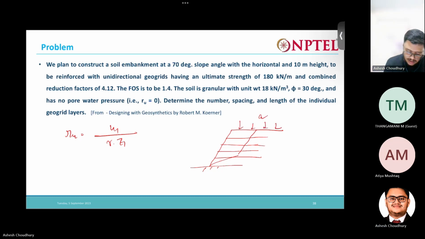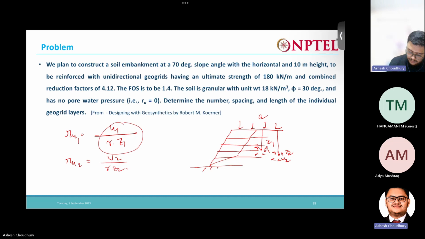Now at any depth, say Z1, we have RU1. At any depth, say Z2, there will be pore water pressures acting along all directions, U1, U2. This is nothing but gamma into Z. So this ratio is called RU. We are considering that no pore water pressures are generated, hence this RU is 0.